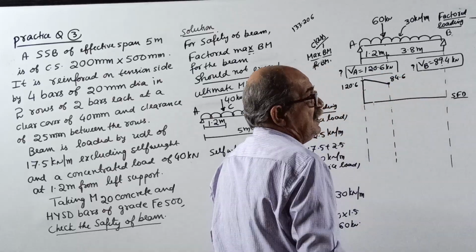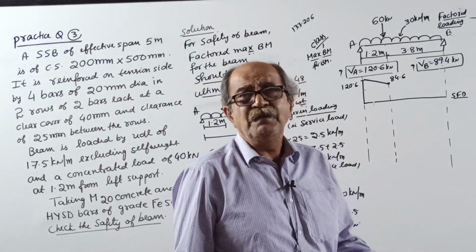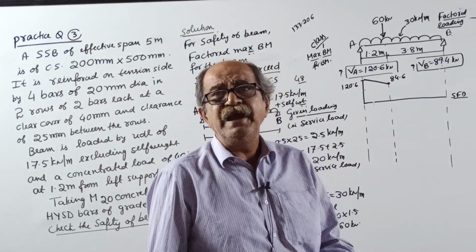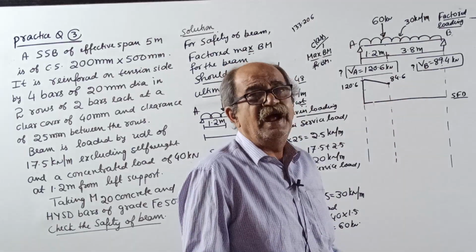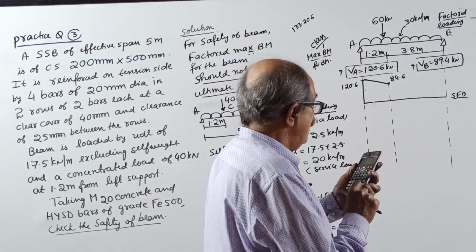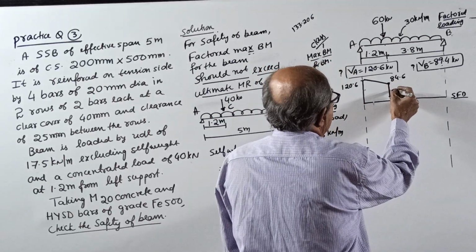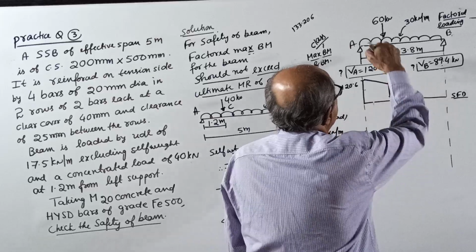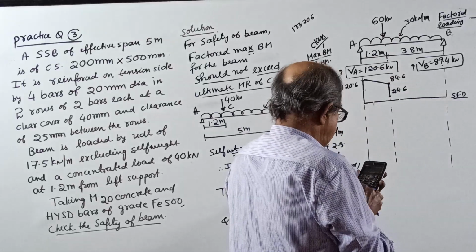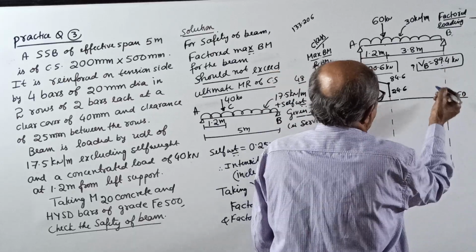84.6. See, if I had given only a simple UDL, I could have escaped here by WL square by 8 over. You write, make a note. This is just to see that you get extra information. Down by 60. 24.6. Down by 30 into 3.8. 89.4. It should be equal.